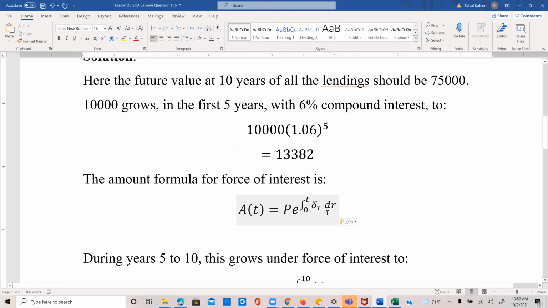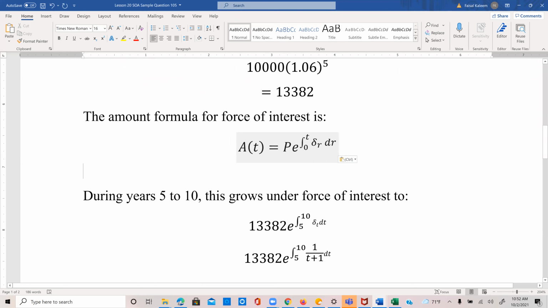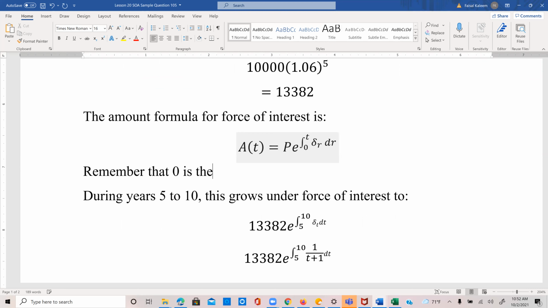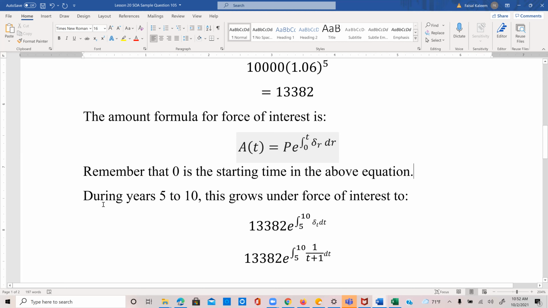The amount formula for force of interest we know is this one, but remember that 0 is the starting time in the above equation. So in this case, if the starting time is 5, because that's when the formula kicks in, then 5 takes the place of the 0 in this main formula. So the 0 to t will actually be 5 to 10. The 0 to t should be read as a time duration from the beginning to the end. In this case, the beginning is time 5, because that's when the force of interest starts, and so we go from 5 to 10.